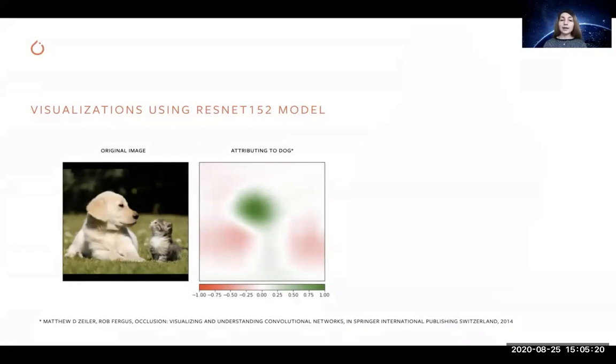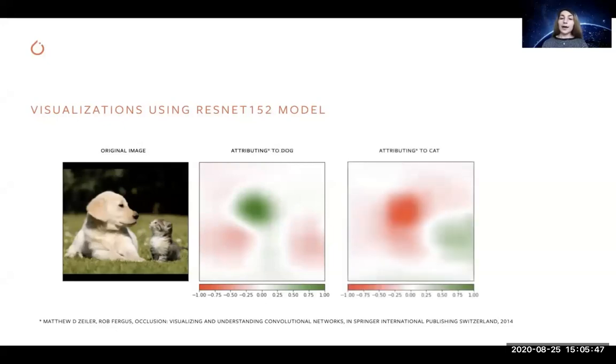We can see on the right side that the input pixel patches that correspond to the dog head turn green, green meaning that they are important in predicting the dog. Whereas the ones on the cat or some parts of the background turn red, meaning that they are negatively correlated with the dog class. And the white means that those pixels do not contribute to the prediction at all. If we attribute to the cat, then we can see that the pixels on the dog turn red because they are pulling away from the cat, and the pixels on the cat head and body turn green.